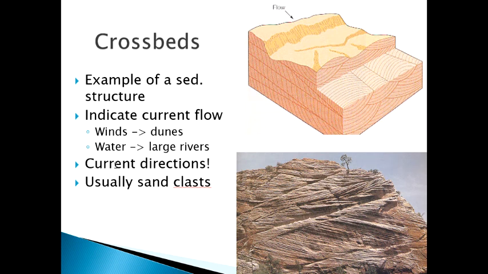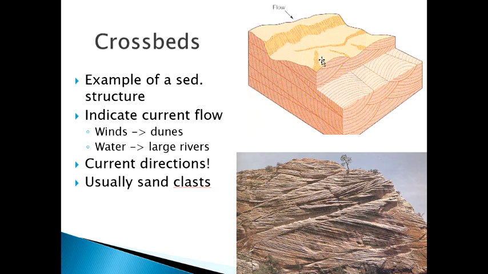Here's another sedimentary structure, the crossbed. The crossbeds are really like giant ripples. That's one way to look at them. And they are typically made by huge current flows, like giant wind storms or very large rivers. They also indicate current direction.